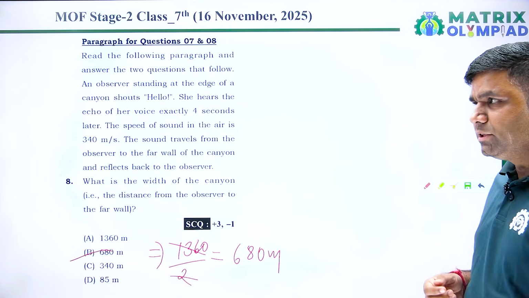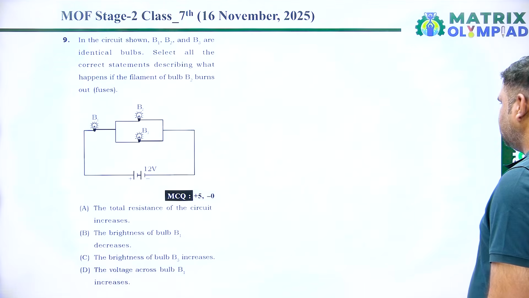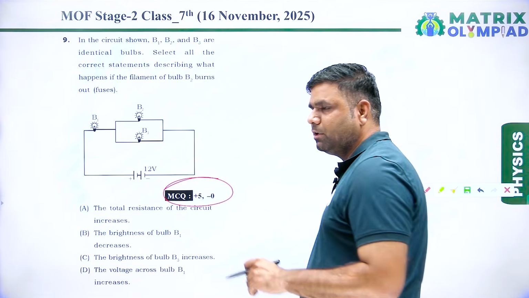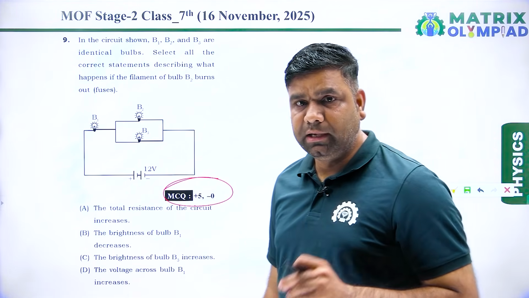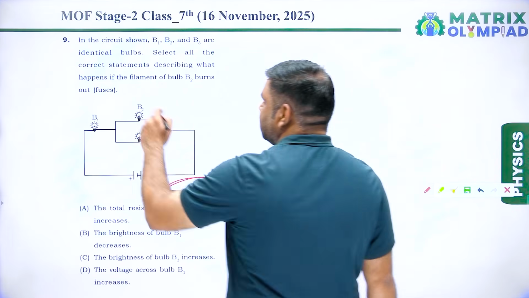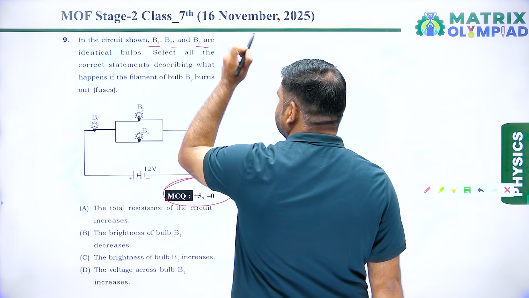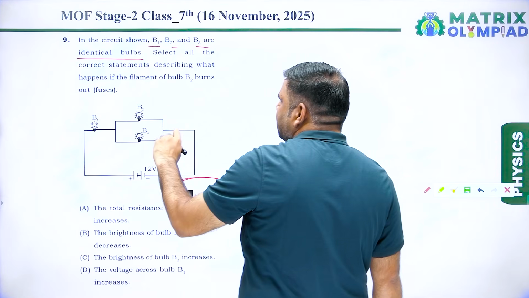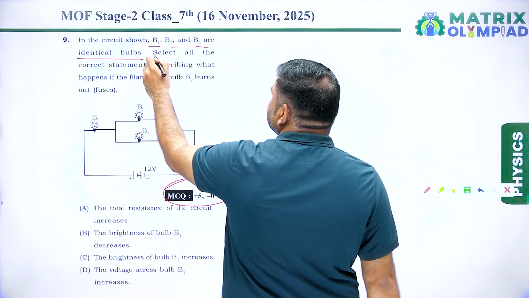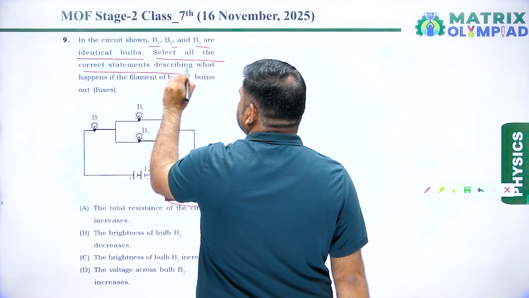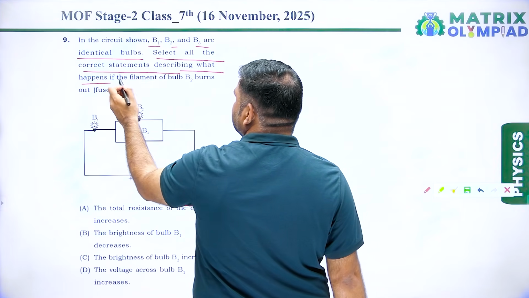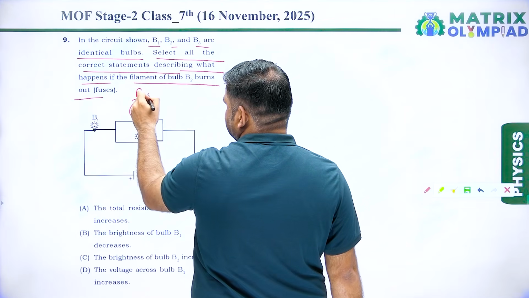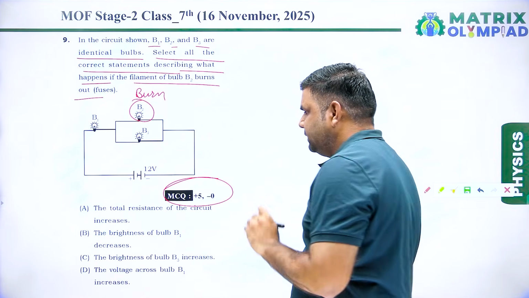Let's move to another question, that is question number 9. Question number 9 is a multiple choice type question, so more than one option can be correct. Question number 9 is: in the circuit, B1, B2 and B3 are identical bulbs. If the bulbs are identical, they have the same resistance. Select all the correct statements describing what happens if the filament bulb B2 burns. This is the situation, B2 burns.